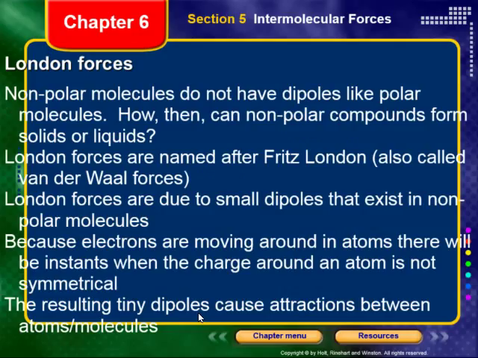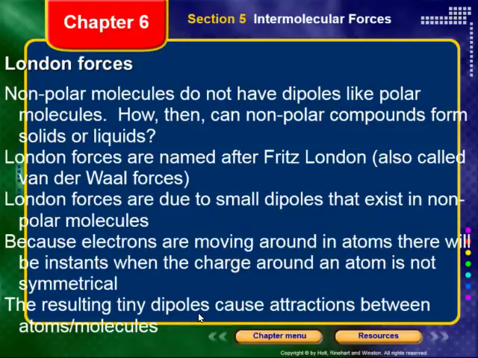And the last type of intermolecular force we're going to look at, London dispersion forces. Now, when you have nonpolar molecules that don't have dipoles like polar molecules do, how then can those nonpolar compounds stay as solids or liquids? Well, there's a guy named Fritz London. He described these London dispersion forces, which are also known as van der Waals forces, if you hear that term maybe in college somewhere else.